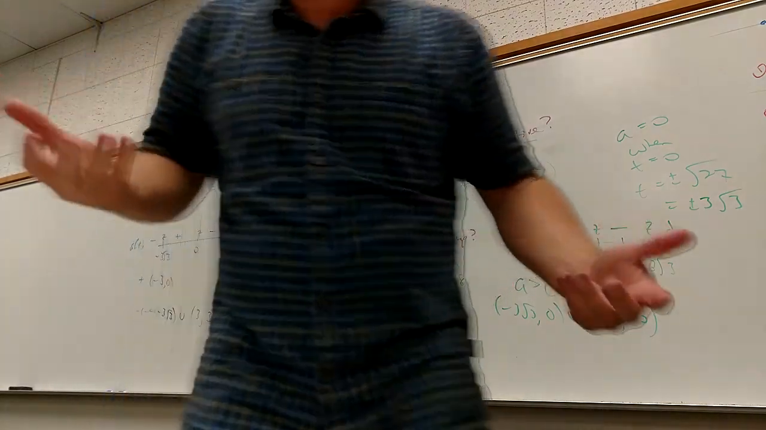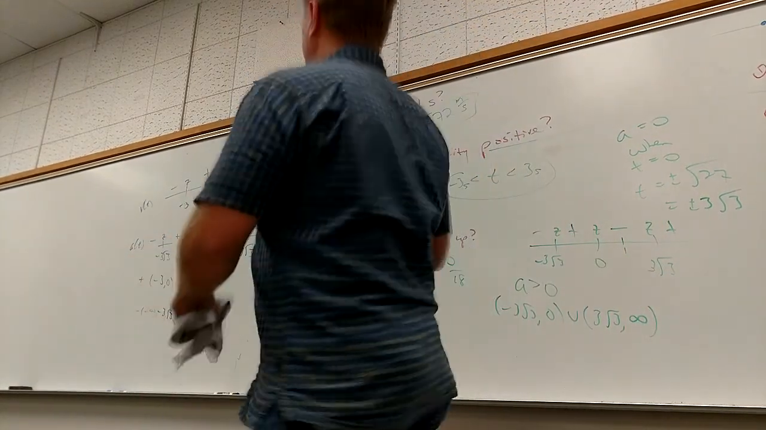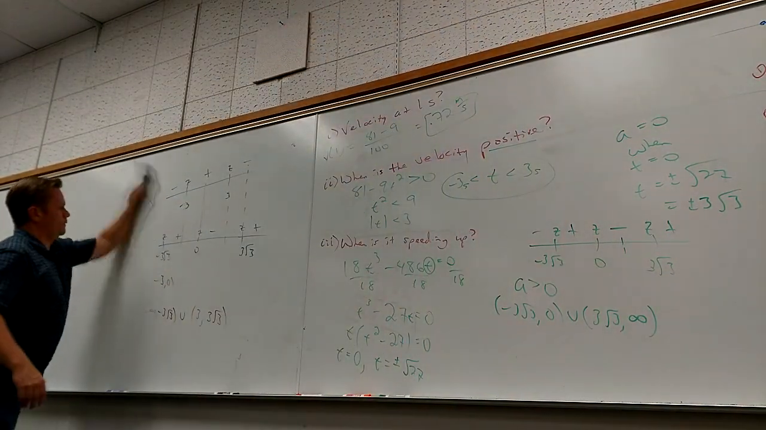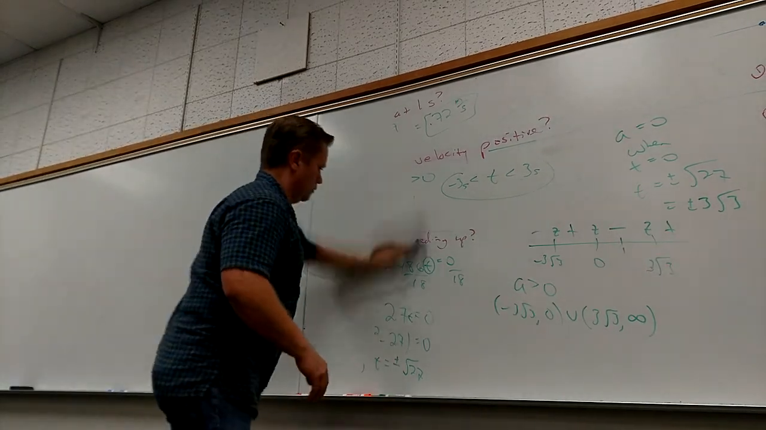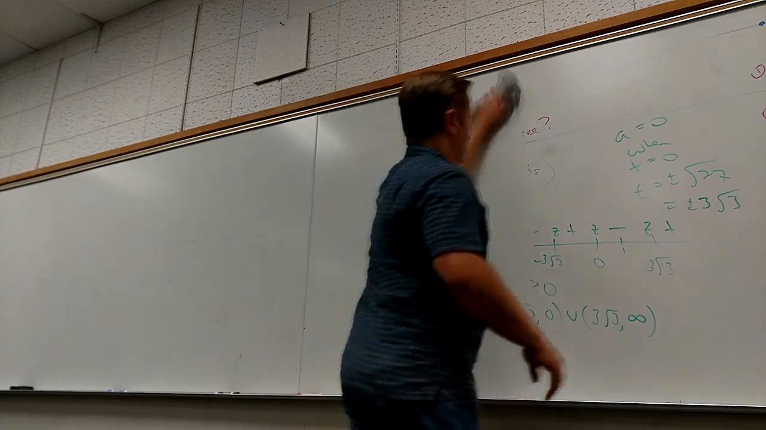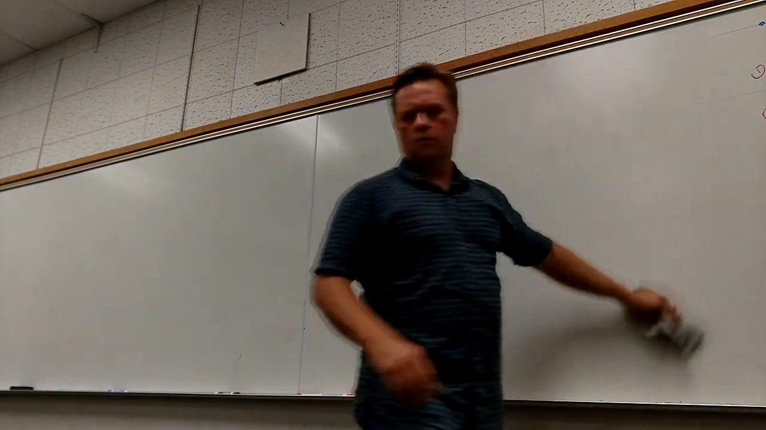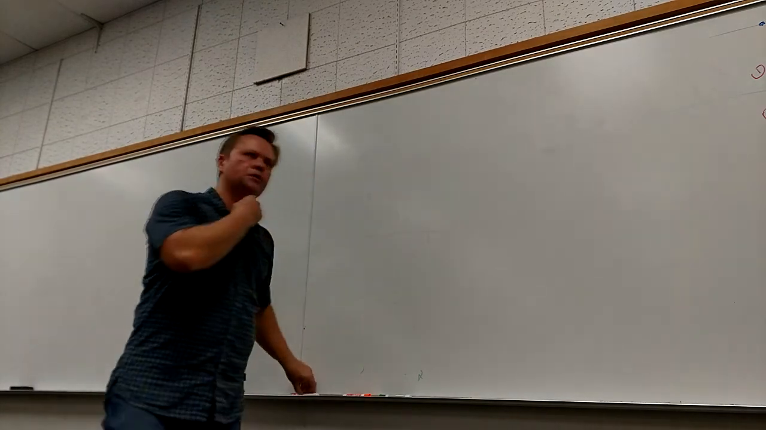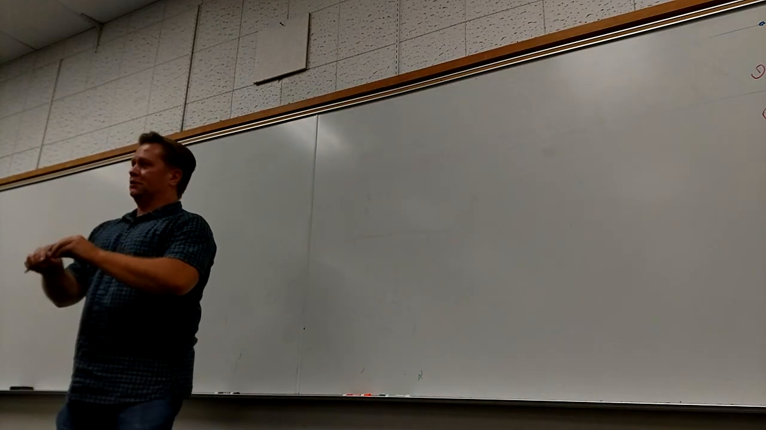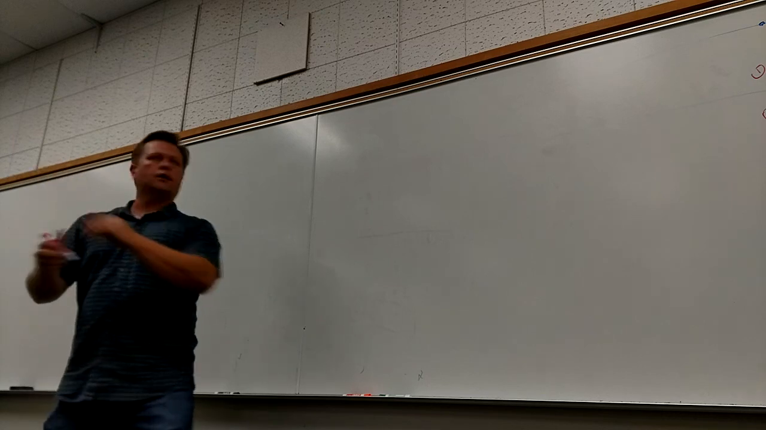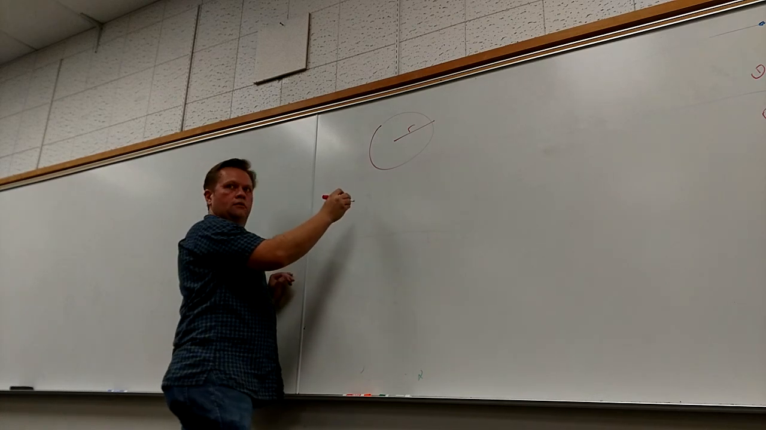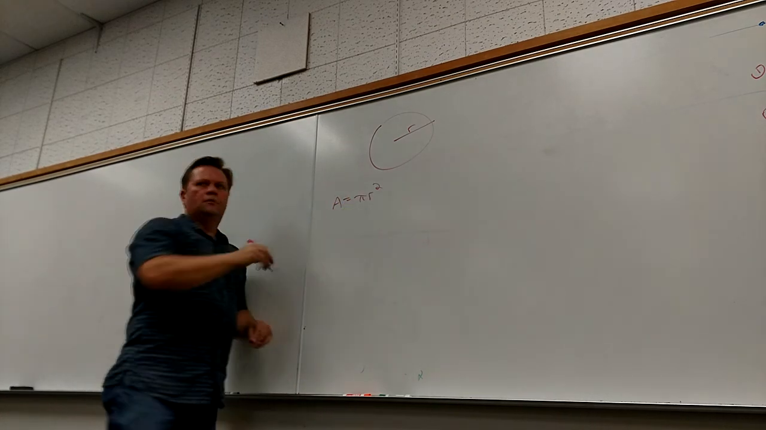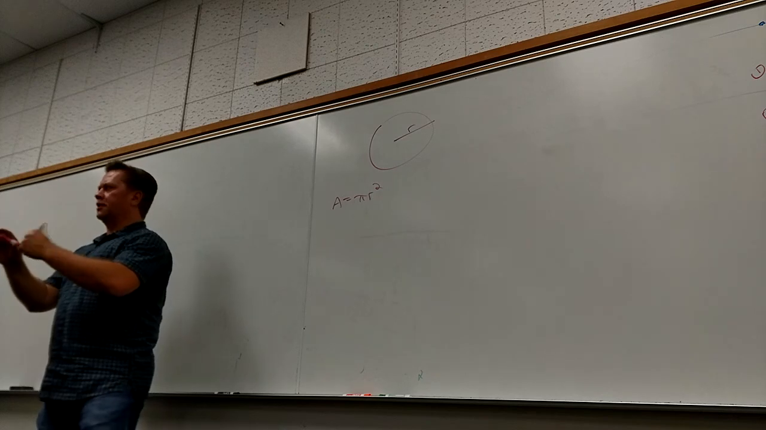Let me see. Oh, I got plenty of time. This is awesome. Let me see if I can push this a little bit. Let me show you something that's really kind of cool if you haven't noticed. What's the area of a circle? Pi r squared. All right. I'm not going to show you. There's a beautiful proof about why that's true.